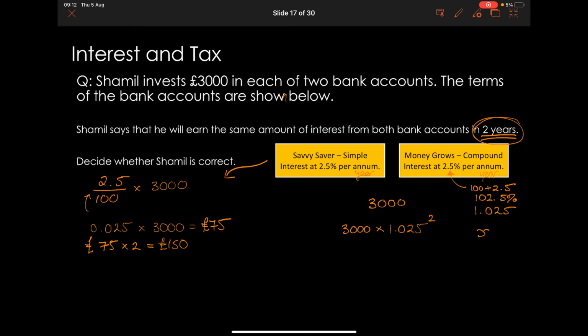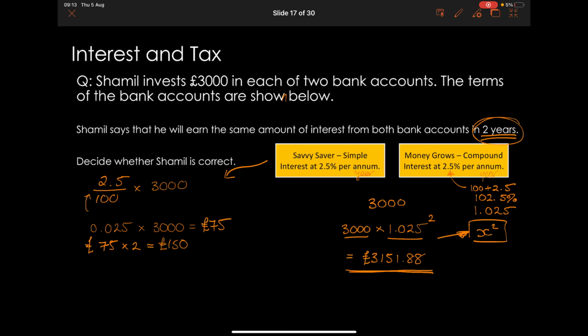So on your calculator, you should have this x squared button. So you'll type in 3,000 times 1.025, and you'll just press that. Then you can press equals. Okay. If you press equals, it gives you £3,151.88. So you've worked out how much he gets in total using the compound interest.